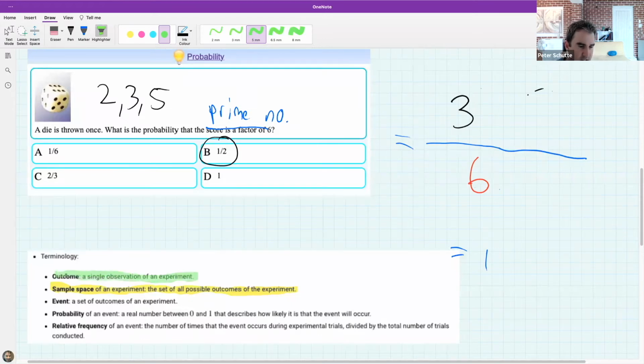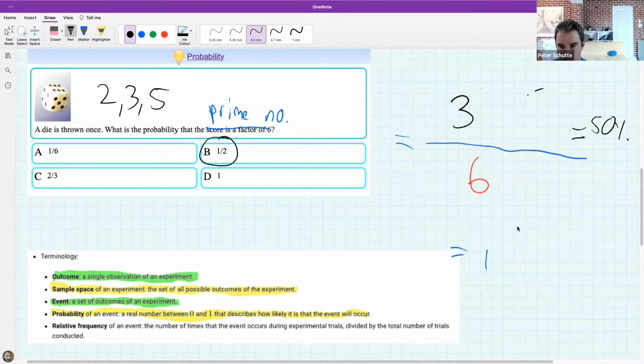An outcome is a single observation of an experiment. So in this case, it's whatever the dice would land on. And then the event is a set of outcomes from an experiment. So the event in this case was a prime number, or earlier on it was a factor of 6. We also know that probability is calculated between 0 and 1, and it says how likely it is to occur. So 3 out of 6 is the fraction way of writing that. But in terms of percentage, there's a 50% chance that when you throw a dice, you'll get a prime number. So we say it's even.